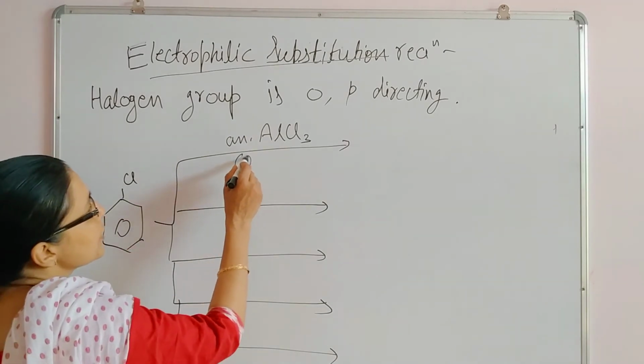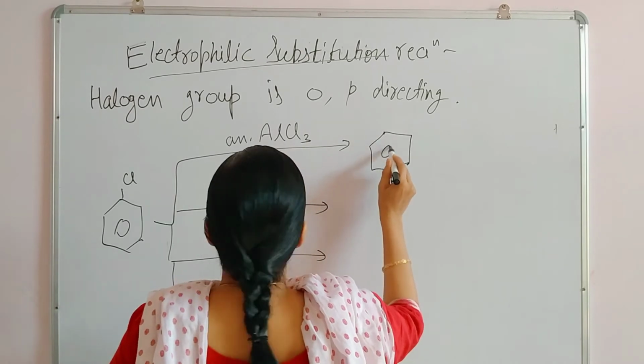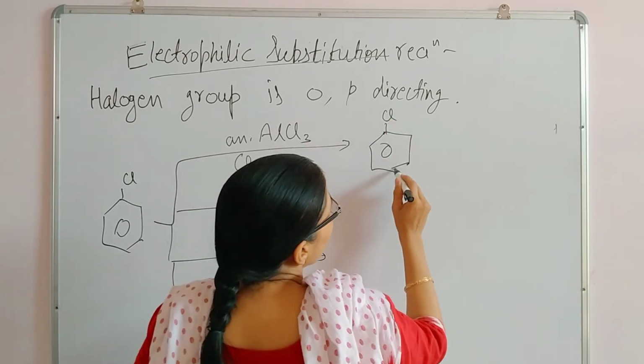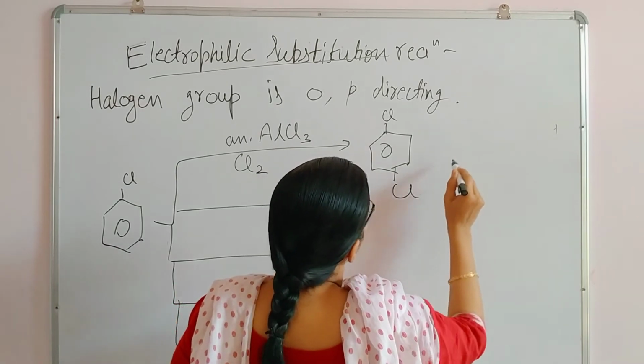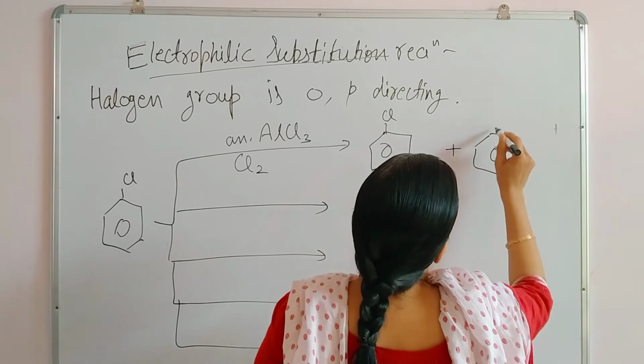Suppose you are doing a chlorination reaction. What will happen? Try this reaction yourself without any help. You will get dichlorobenzene: para-dichlorobenzene as well as ortho-dichlorobenzene.